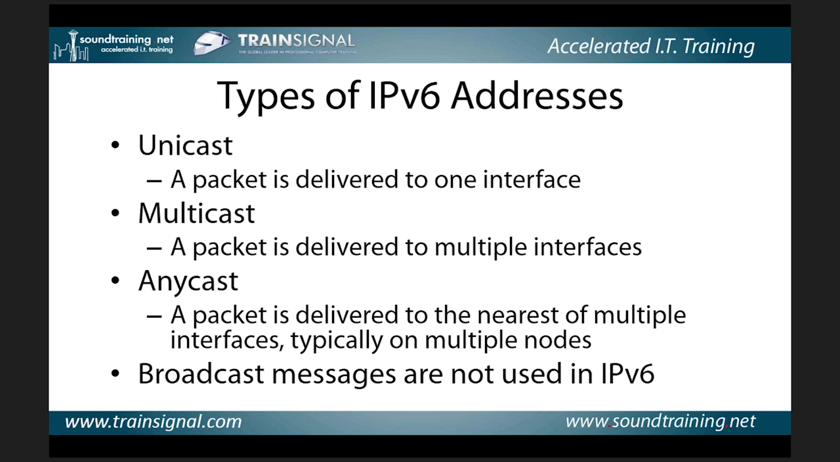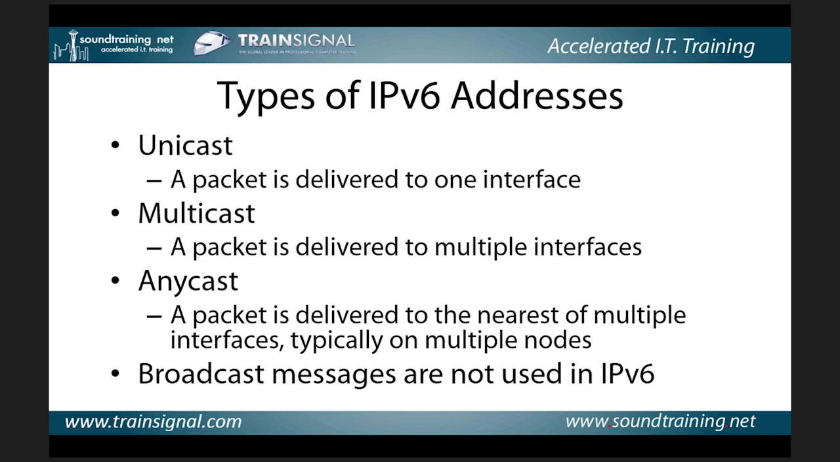So there's really three types. There's unicast, multicast, and anycast. Broadcast messages are not used in IPv6, and anybody who's been involved in data networks for any length of time knows what a bane broadcast messages can be to network traffic and to bandwidth. So that's good news. A unicast is where the packet is delivered to a single interface. A multicast is the same as in IPv4, where a packet is delivered to multiple interfaces. But now we have an anycast address, and that's where a packet is delivered to the nearest of multiple interfaces, typically on multiple nodes.